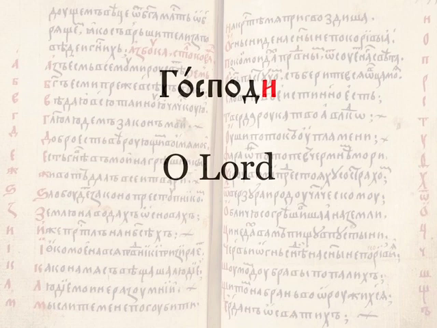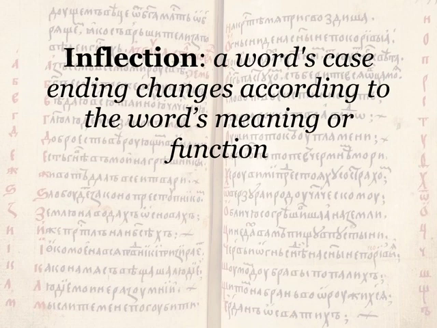This is a very important concept in Church Slavonic, as well as many other languages for that matter, which is called inflection. A word's case ending changes according to the word's meaning or function. The second half of our phrase is also a good example of another difference between Church Slavonic grammar and English grammar. In our phrase in English, we understand by context and syntax that we are requesting or urging, or possibly even demanding the Lord to have mercy.